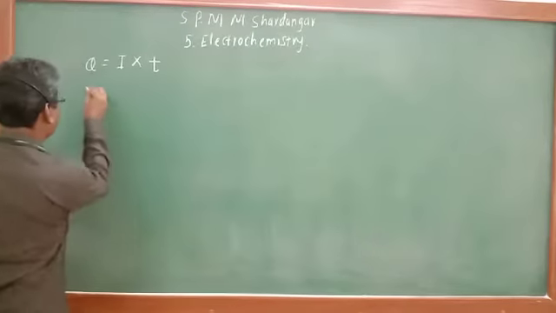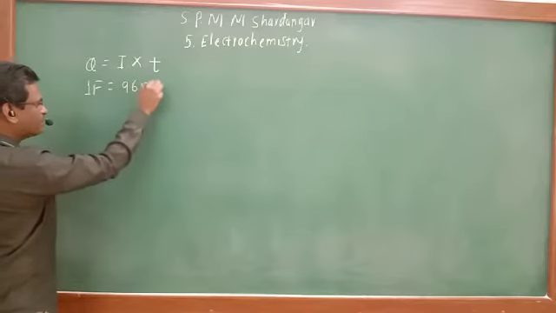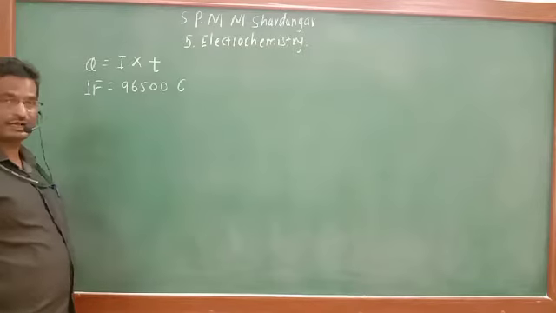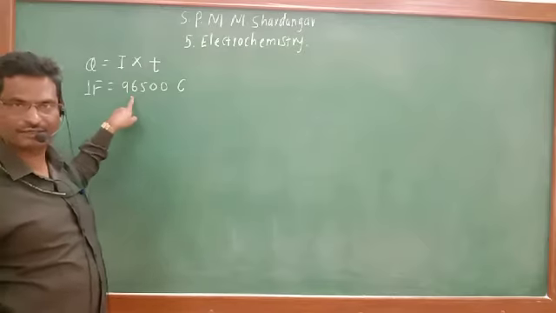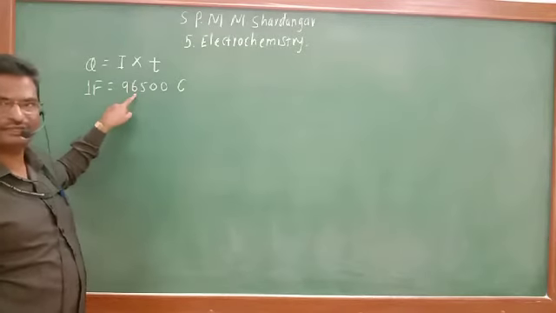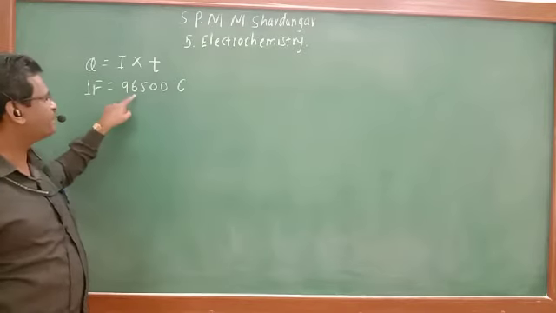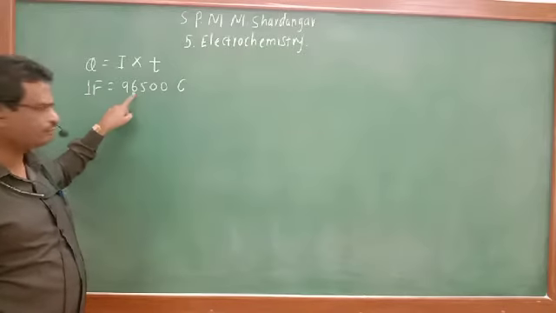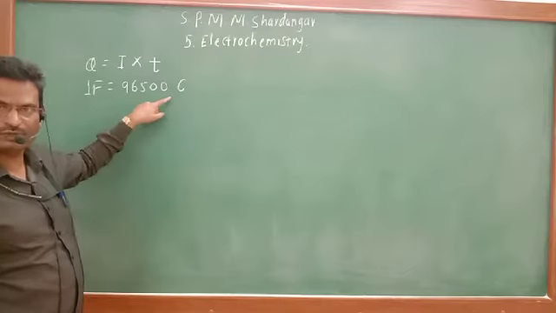Therefore, we have seen that 1 Faraday is equal to 96,500 coulombs. See that lecture also. This calculation I have told you in detail in that lecture, how this comes. 1 Faraday is 96,500 coulombs. Therefore, Faraday is a bigger unit, and Coulomb is a very small unit.